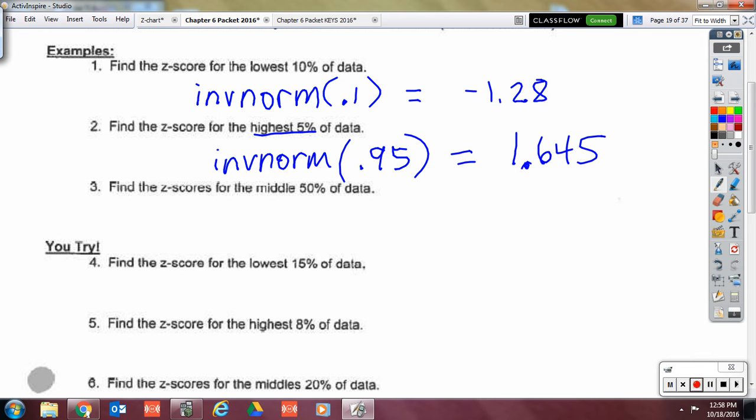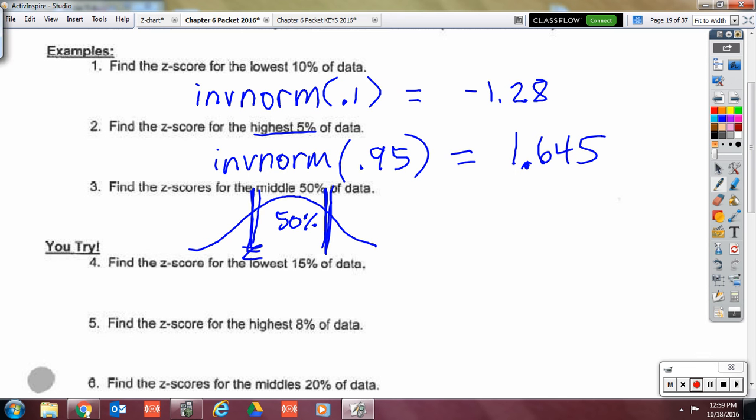Okay. Next, find the z-score for the middle 50%. So I want you to visualize having 50% of the data right here in the center. If I want to find this first z-score on the left, I'm going to have two answers: the z-score on the left and the z-score on the right. They are symmetrical, so I want you to know in your brain that when you get one, it'll be the negative of the other one. One of them will be one number and the other will be the opposite sign because of symmetry.